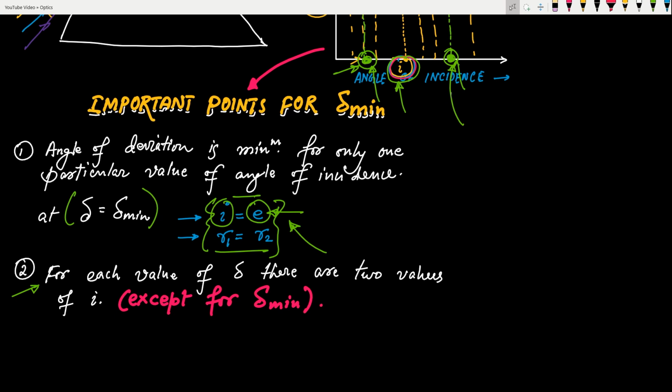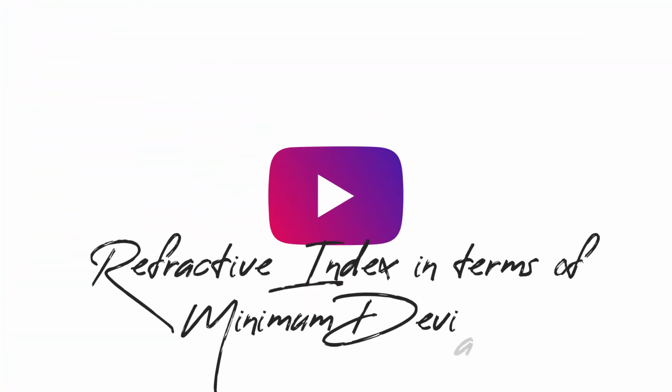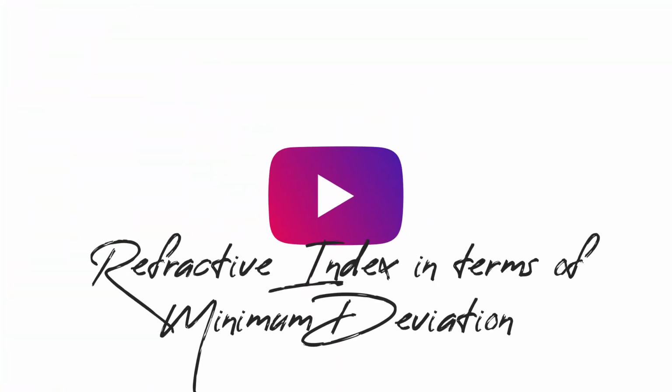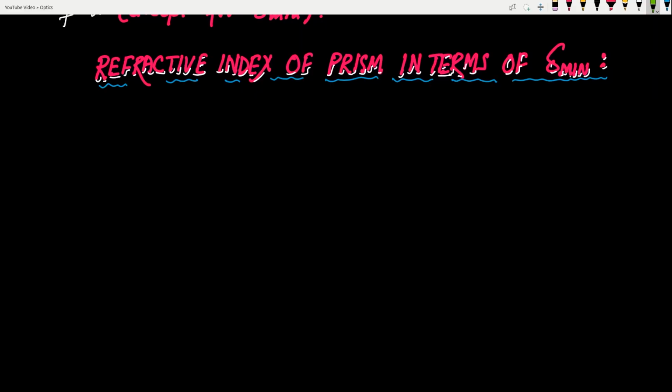Now let's move on to our next concept, that is finding the value of refractive index of the glass prism or any prism in terms of delta minimum. So we'll be looking into that. So let's move on. So now let's look into the concept of refractive index of prism in terms of minimum deviation.